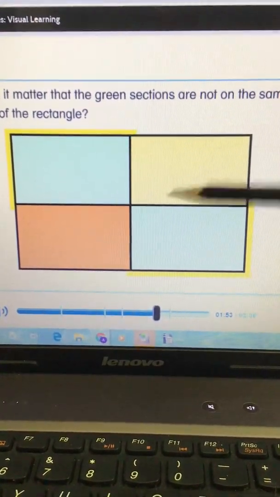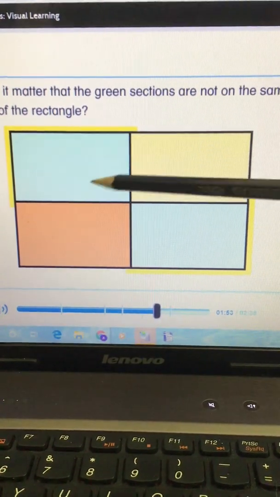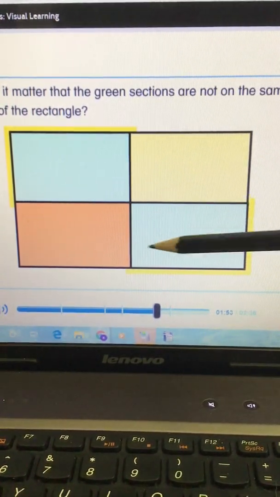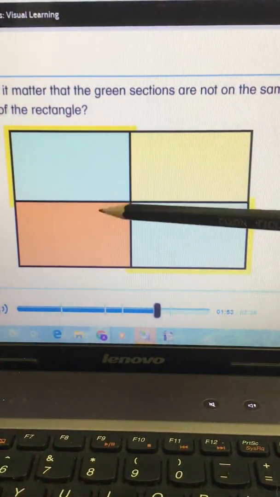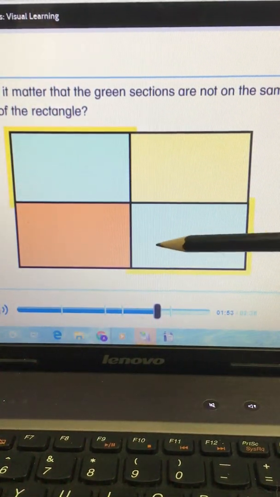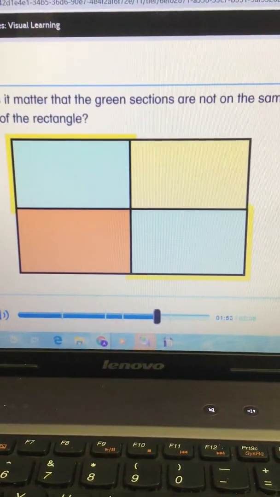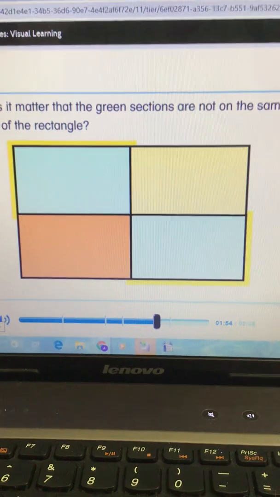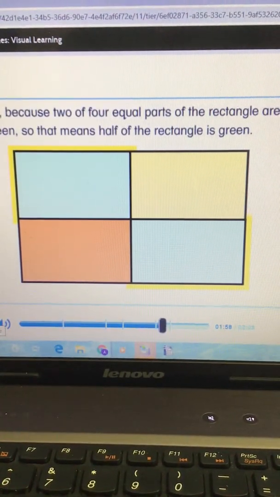They're saying half of this is green. So this part's green and this part's green. If we moved it over, you could see it a little better, that 2 of the 4 parts make up 1/2. But it doesn't really matter that they're not next to each other. No, because 2 of 4 equal parts of the rectangle are green. So that means half of the rectangle is green.